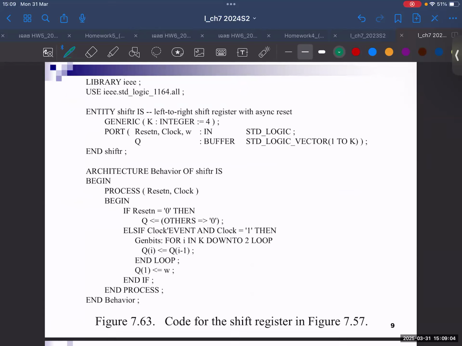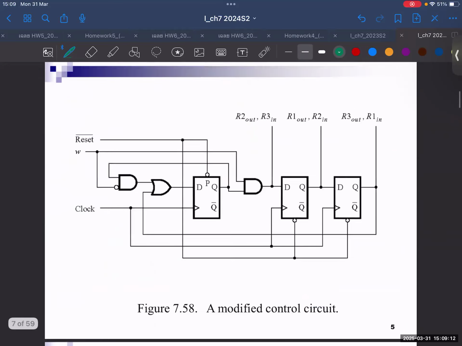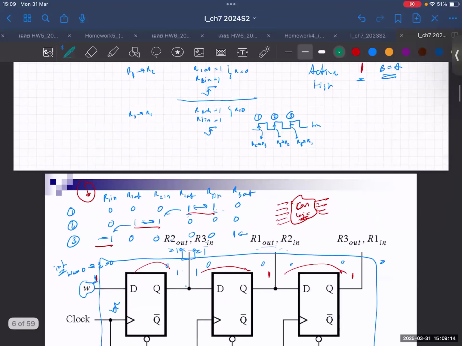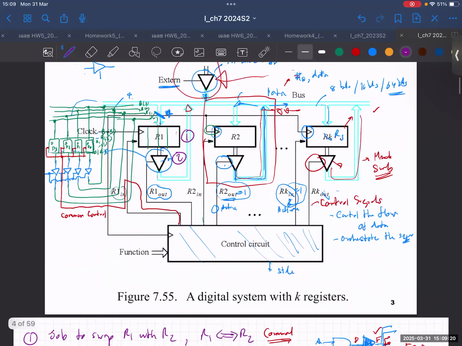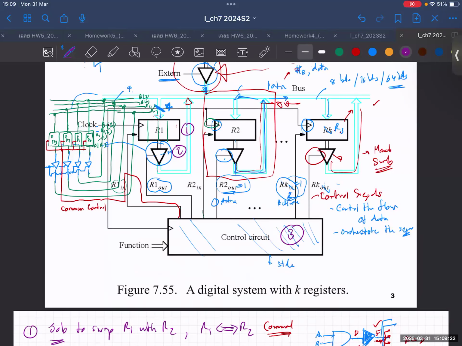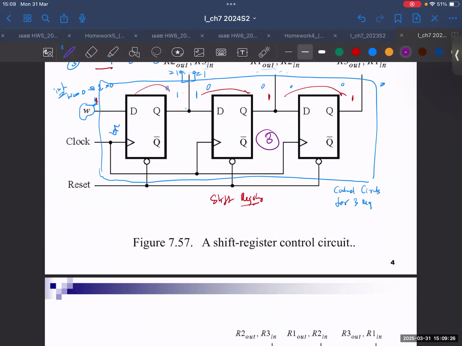First, the third one is the control one, the shift register one. So now we already got these components, right? The third one is this, the control circuit, and they use this one to control number 3. So you have to implement this one.